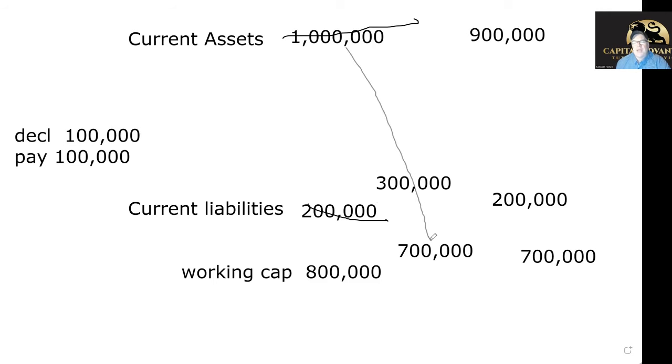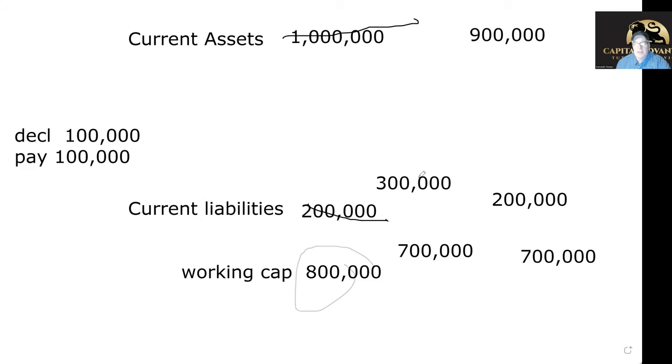The reason I keep saying working capital is because if I just took off the word current, that would be the net worth or shareholders' equity. So if I did total assets minus total liabilities, that would be net worth. But I'm not doing that today. So current assets minus current liabilities is my working capital.